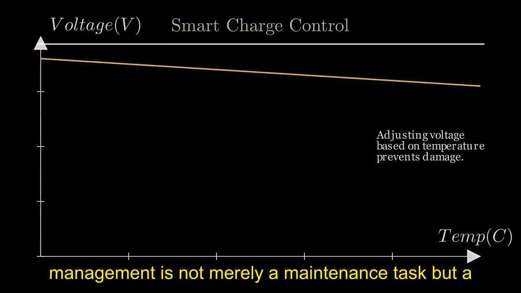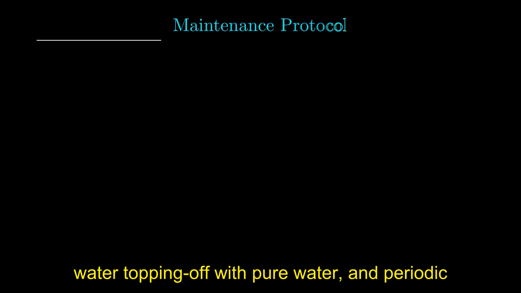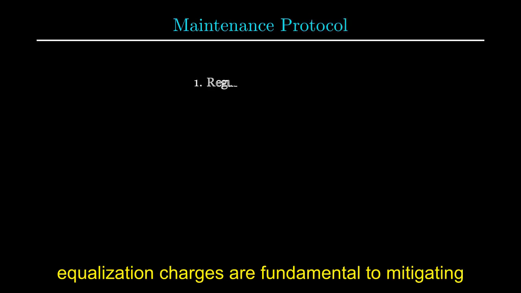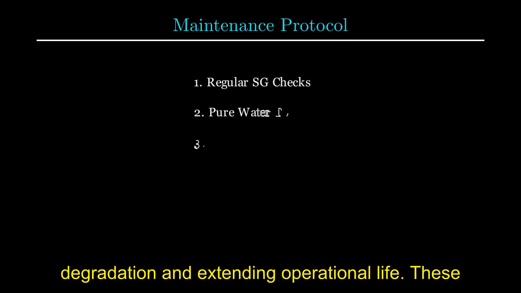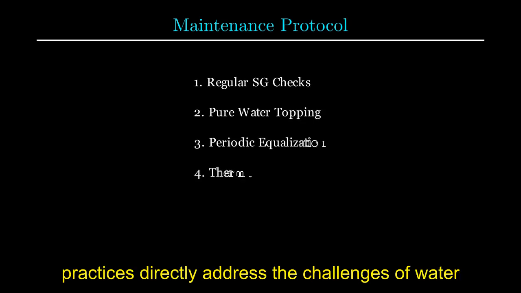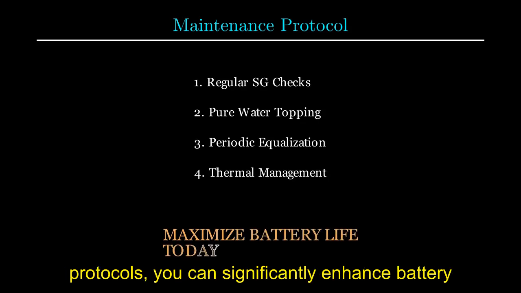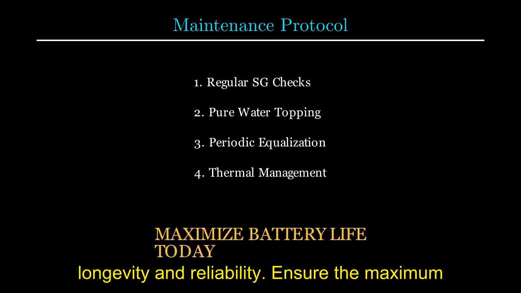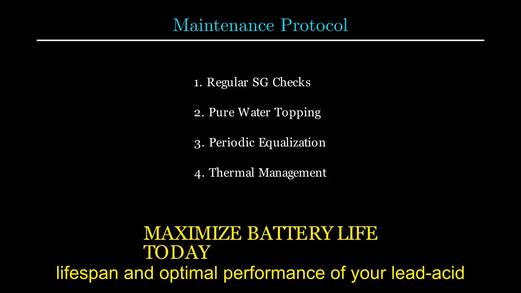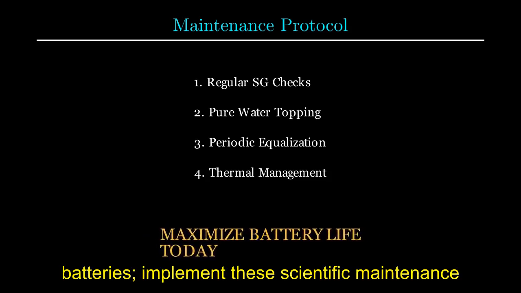Effective electrolyte management is not merely a maintenance task but a scientific imperative for refillable lead-acid batteries. Regular specific gravity checks, diligent water topping off with pure water, and periodic equalization charges are fundamental to mitigating degradation and extending operational life. These practices directly address the challenges of water loss and stratification, safeguarding performance. By rigorously adhering to these maintenance protocols, you can significantly enhance battery longevity and reliability. Ensure the maximum lifespan and optimal performance of your lead-acid batteries. Implement these scientific maintenance practices today.